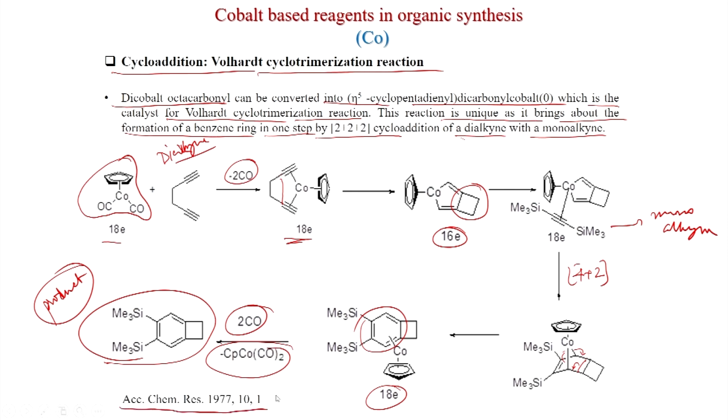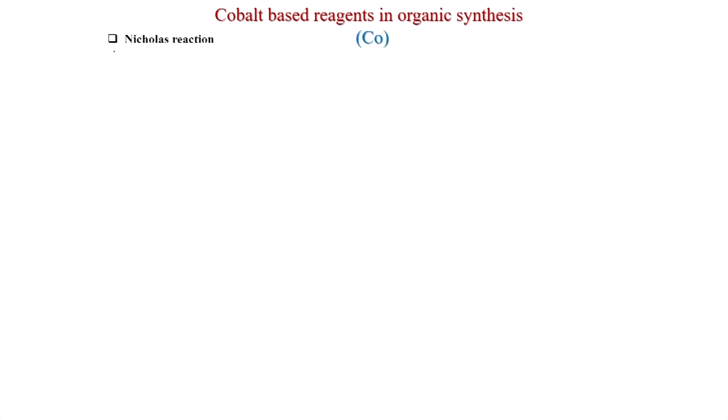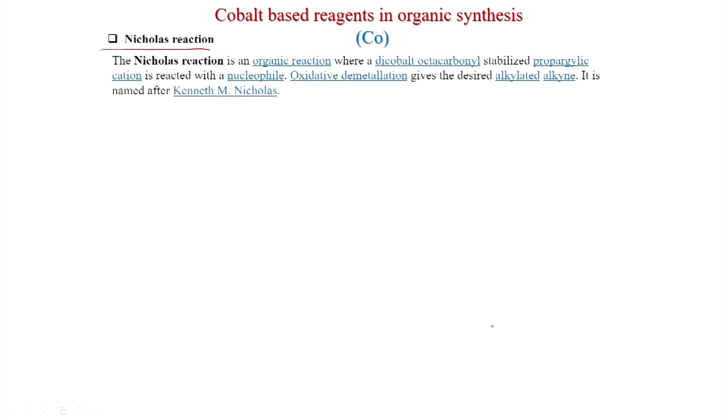This was reviewed in Accounts of Chemical Research, 1977. Now, we will discuss the Nicholas reaction. The Nicholas reaction is an organic reaction where a dicobalt octacarbonyl stabilized propargylic cation is reacted with a nucleophile. Oxidative demetallation gives the desired alkylated alkyne.